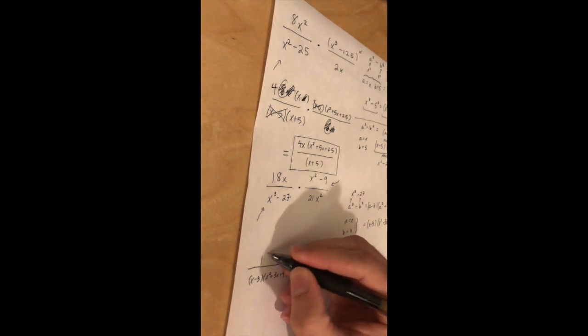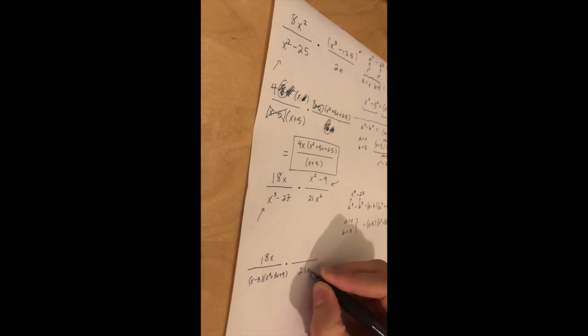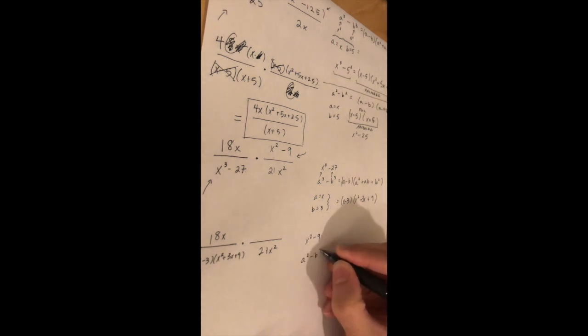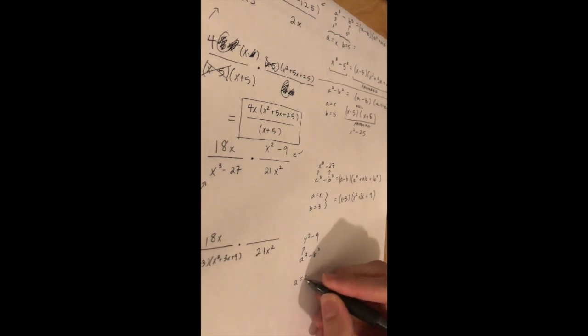And then on the top is going to be that 18x. On the bottom is going to be that 21x squared. And on the top, we need to factor that x squared minus 9. So x squared minus 9 corresponds to a formula we saw up here, a squared minus b squared. The a is going to correspond to x, and b squared equals 9. So what number squared is equal to 9? And the answer is 3.